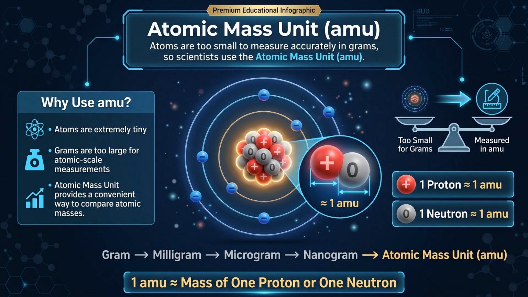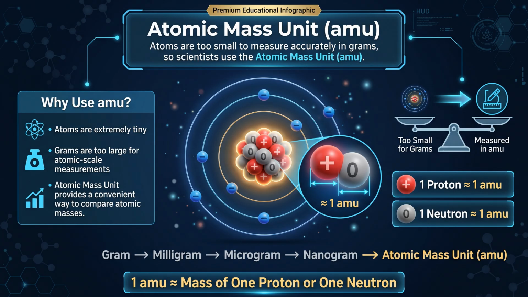The atomic mass unit is used throughout chemistry because it makes comparisons between atoms much easier. Instead of saying that one atom has a mass of 1.99×10^-23 grams, scientists simply say that it has a mass of 12 AMU. This simpler unit makes calculations, chemical equations, laboratory work, and scientific communication much more convenient.